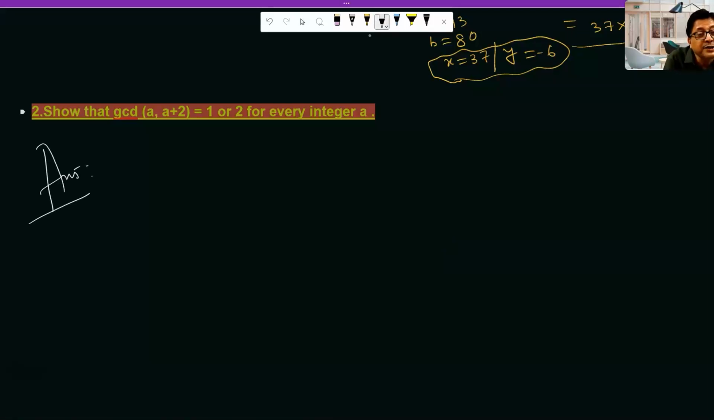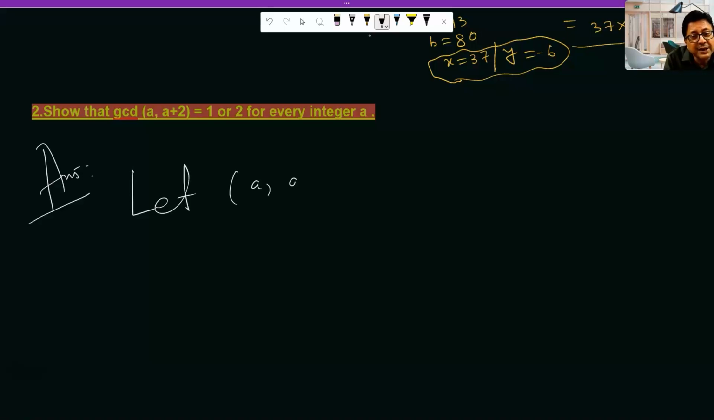You are supposed to find GCD of a and a plus 2. Remember that GCD can never be negative. It is a positive integer. Here it is given for every integer a. It doesn't mean that GCD will be an integer with any sign. It is positive only. Even if you take a equal to minus 16, minus 16 and minus 14, their GCD is 2 only, not minus 2. That's what I'm telling. Okay.